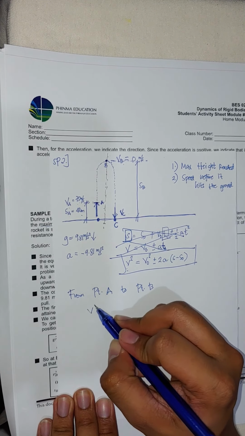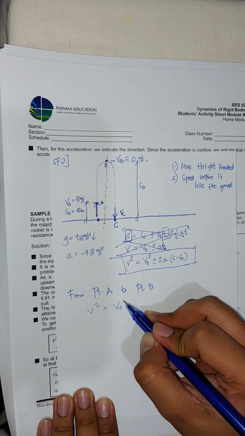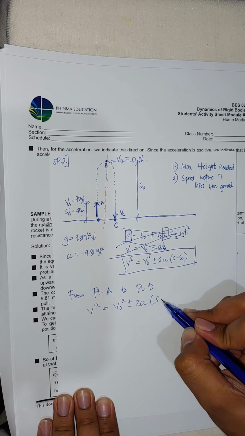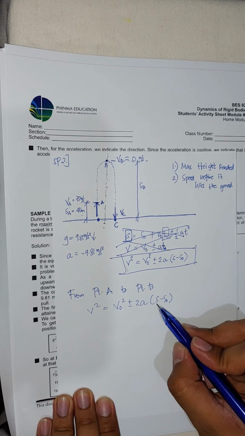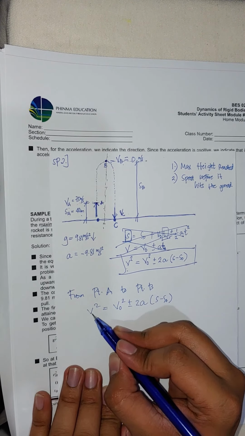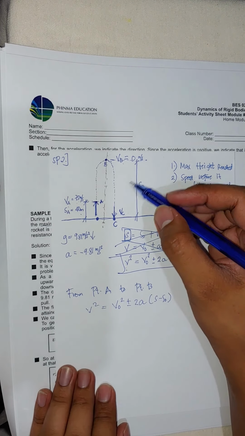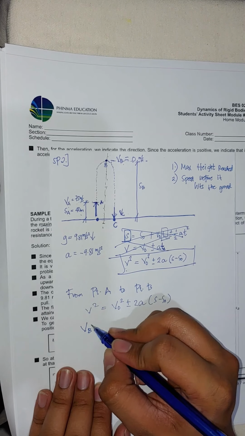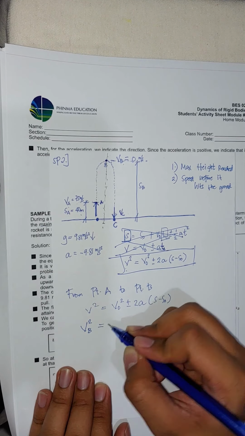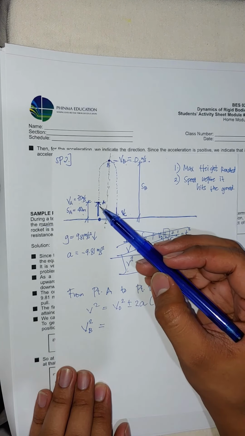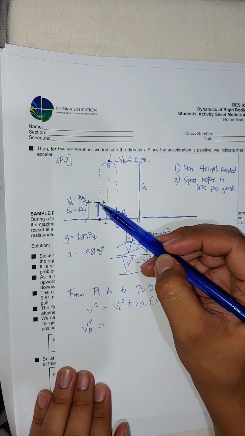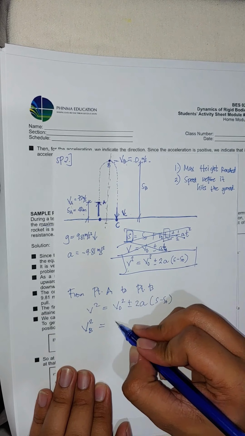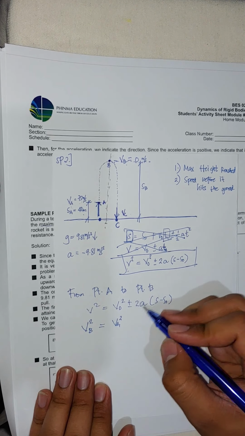V squared is equal to V naught squared plus or minus 2 times acceleration times S minus S naught. So V squared is the final velocity. In our problem, the final velocity is VB. V sub B squared is equal to the initial velocity from point A to point B. So point A is the initial, this is 75 meters per second, or the VA. So VA squared.